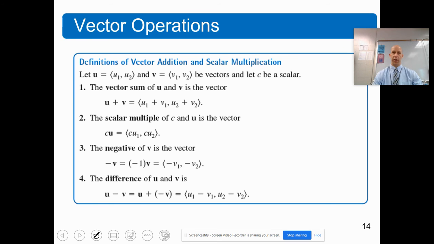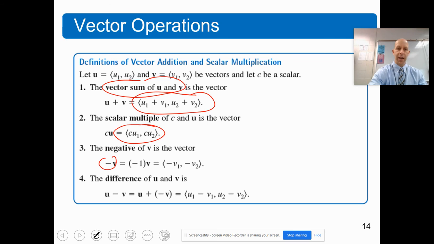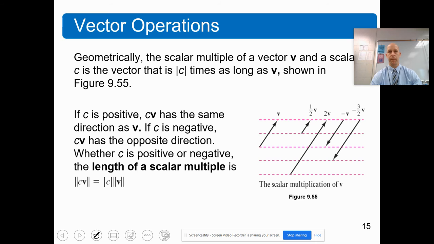So here's our definition of vector addition and scalar multiplication. If we need to find the sum of two vectors, it's very intuitive. You just add their horizontal components and their vertical components. Scalar multiplication is just like the distributive property, you just multiply each component. If you multiply by a negative, then we just distribute the negative. And then, of course, subtraction. If we subtract, you just do it like we normally do.